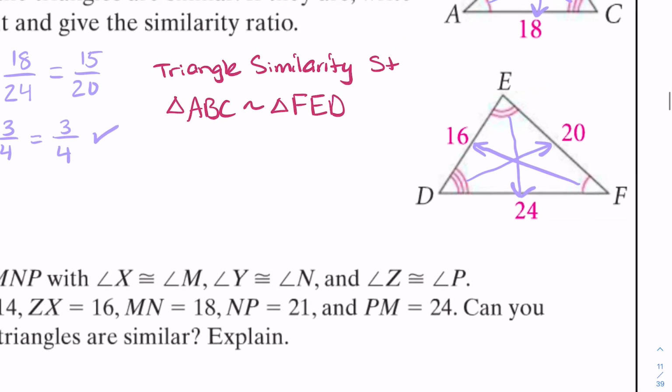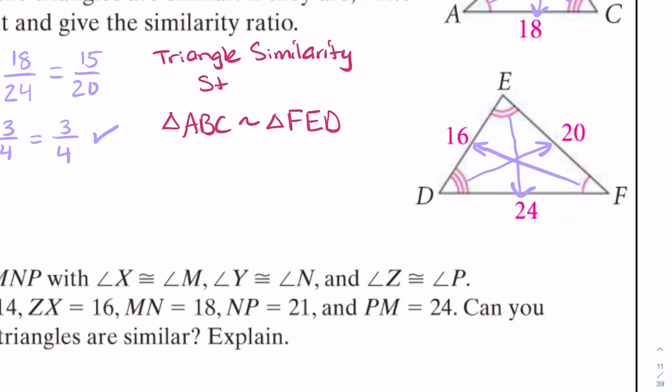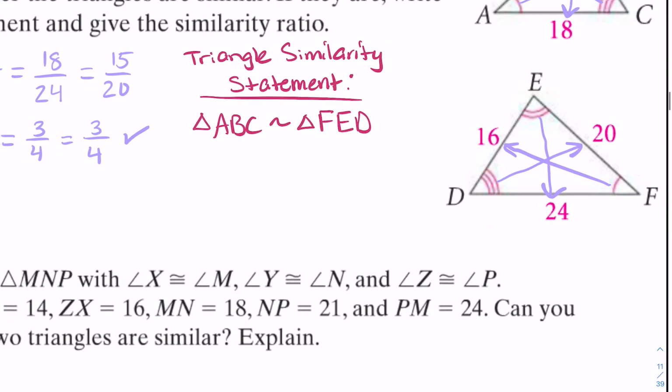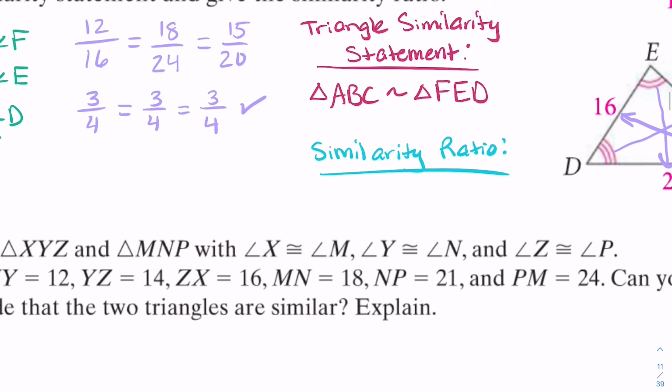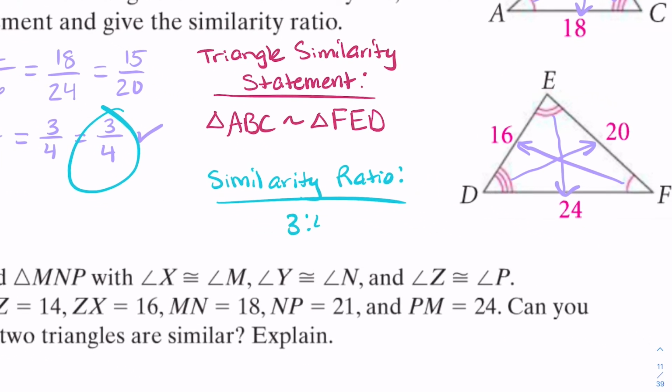Oh, we're running out of room here. Let's move this up. Let's move the statement down here. Okay, that's my triangle similarity statement. And now lastly, it wants the ratio. So we're going to say the similarity ratio. Similarity ratio is, we already did that work. It's right here. Similarity ratio is 3 to 4.